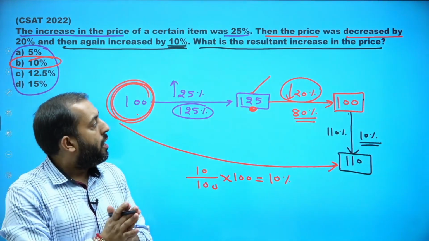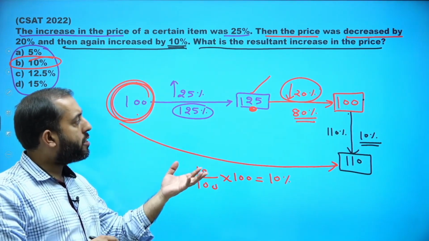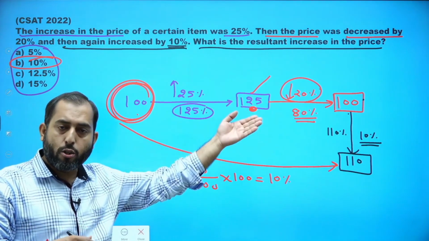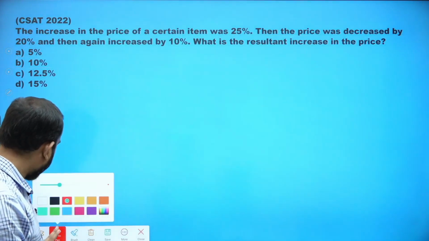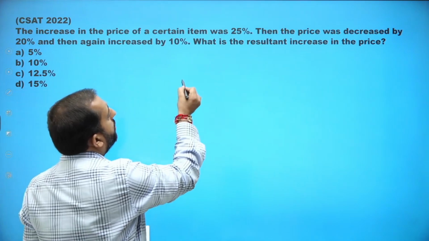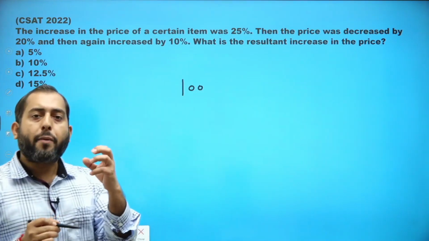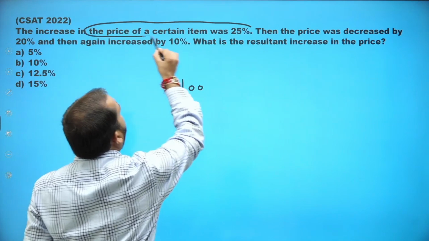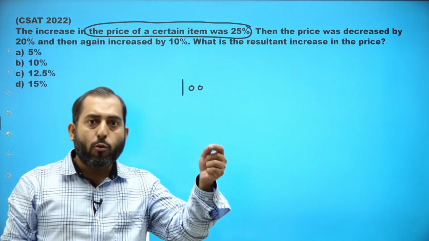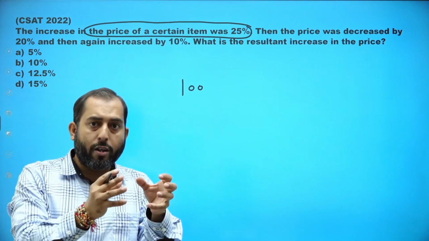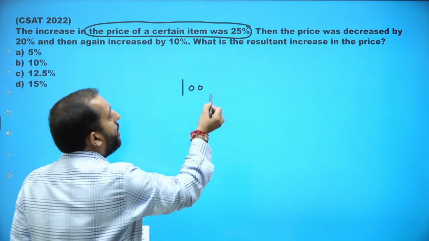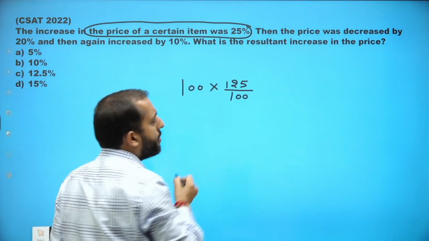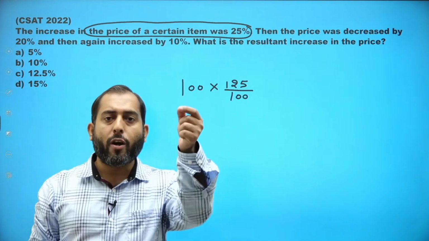Now we could have solved this question in a single statement also, because we know that successive change is going on. Suppose in the very beginning the price was 100, it got increased by 25%. So an increment of 25% means 100 plus 25, which is 125. So the value will become 125% of itself, 125% meaning 125 upon 100.